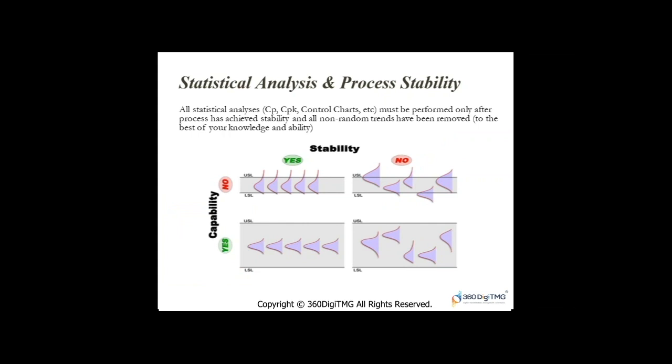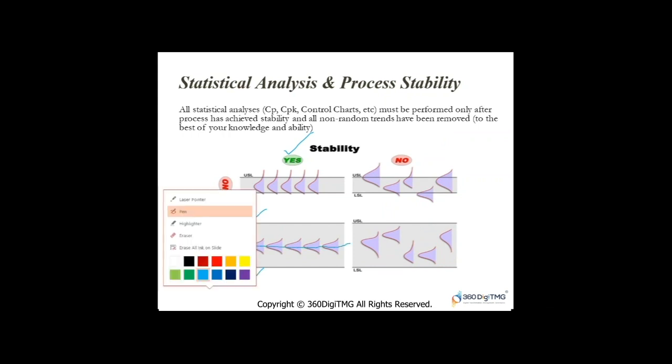Think about this, something which is high in capability and low in stability. High in capability means all fall within your specification limits. Low in stability means there's no consistency, there's a lot of variation here, though it's falling within the specification limits. A process which is high in stability and high in capability looks like this. Everything falls within the specification limits and everything is consistent. Wow.